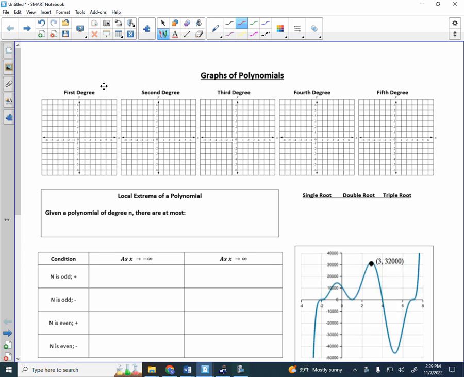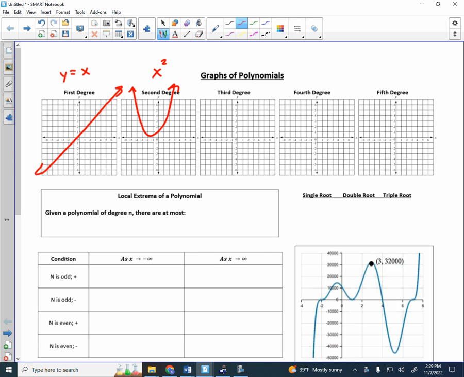And we're going to start with this. This is just about the back side. And we're going to graph polynomials. We're going to start with first degree, so like y is equal to x. And you guys all know that that looks like this. Right? And what does x squared look like? Yep, it looks like a parabola.